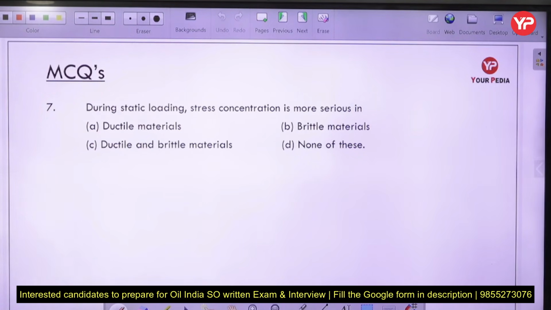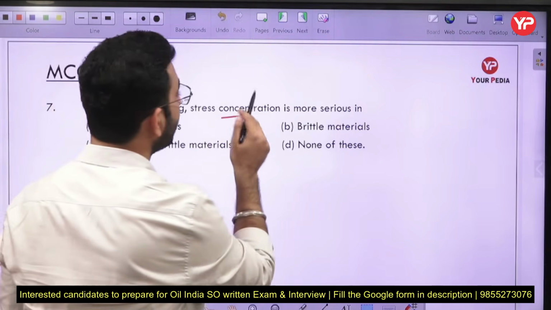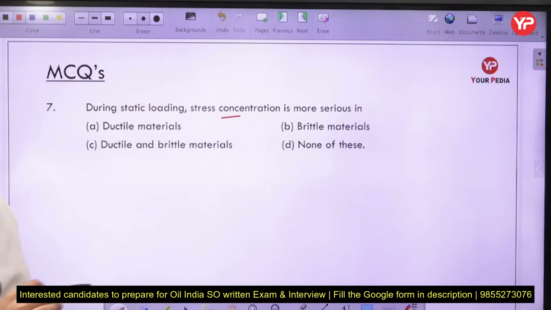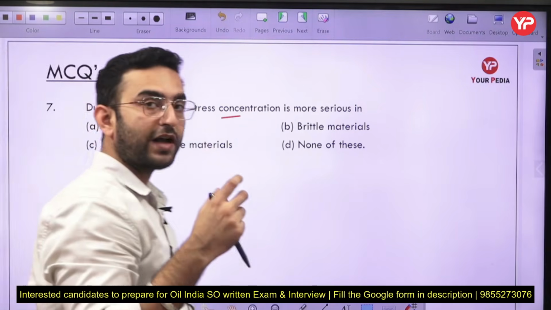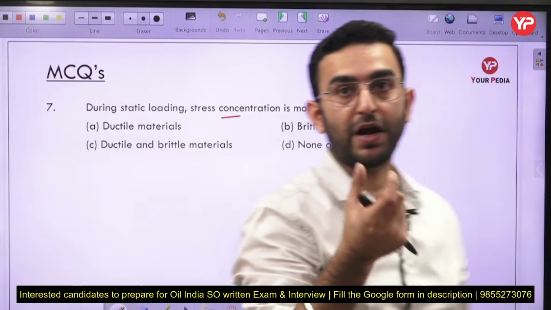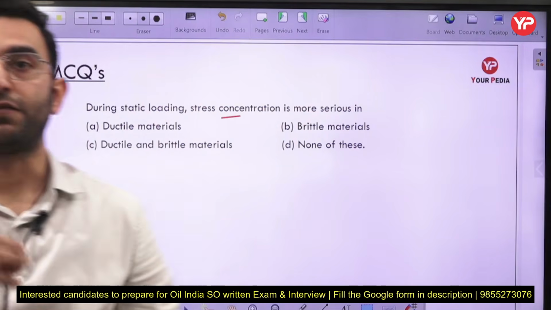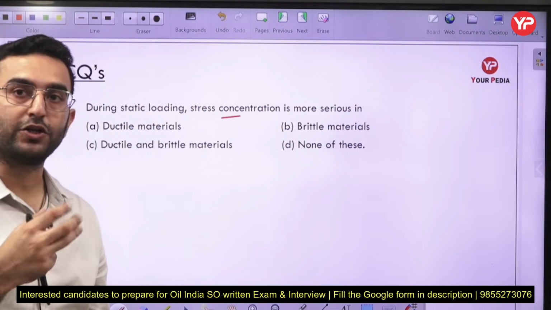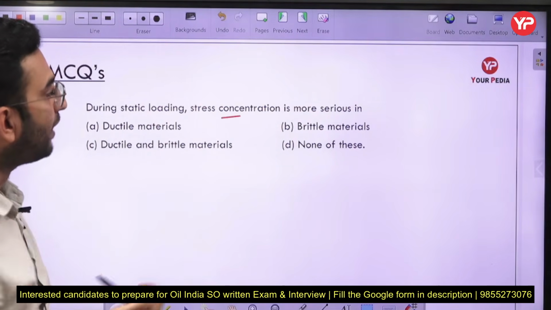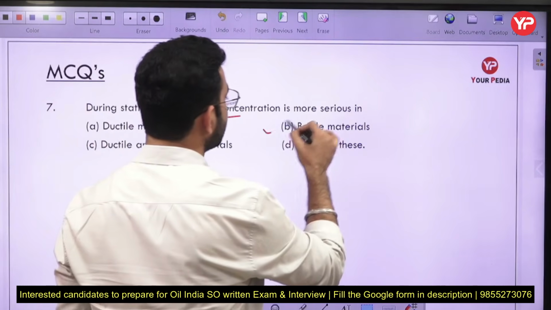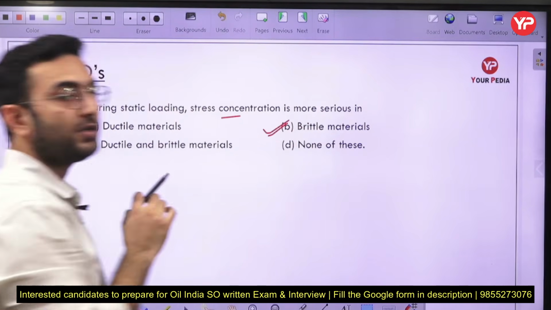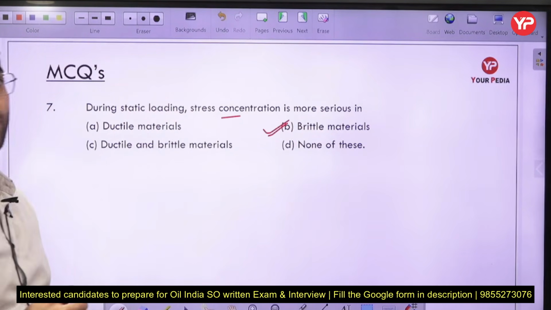In this case, what happens here? Stress concentration does not create a serious problem in the case of ductile material. Why so? Because in the case of ductile material, the cracks may get elongated here, due to which the stress gets redistributed here. But in the case of brittle material, we don't have a redistribution of stresses there. So that is why generally in the case of brittle material, the stress concentration creates a very serious problem here. So option number B will be the correct answer in this case.